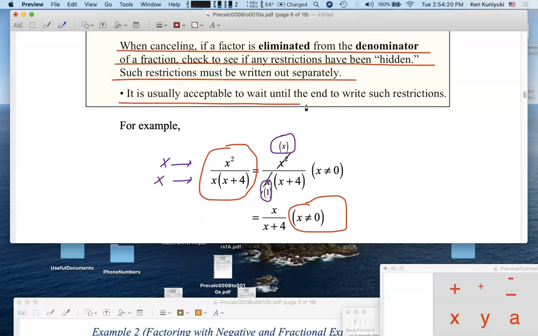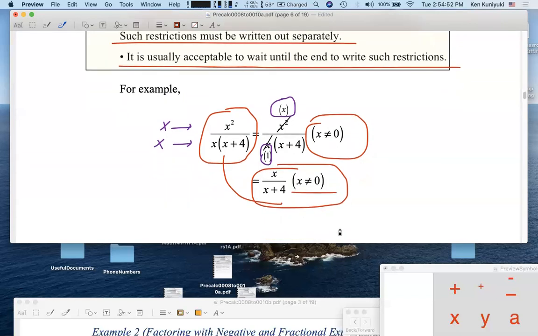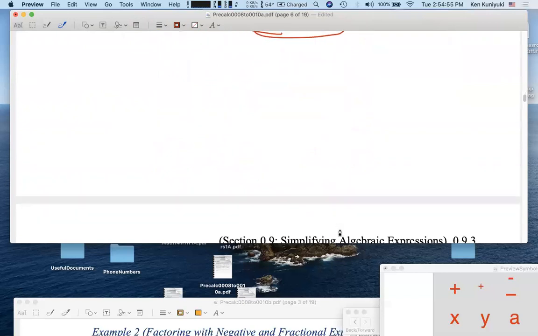It's usually acceptable to wait until the very end. You don't have to indicate the restriction as soon as you do the cancellation, but you should indicate it by the end. So now, what I've put in the oval here is now perfectly equivalent to what's in the squish circle here. These are now perfectly equivalent. It's evident that x cannot be negative 4. That should be evident from both expressions. If you want to write that, that's fine. But the hidden restriction is more imperative to write. All right, next up, fancier ways of dividing or sort of canceling.